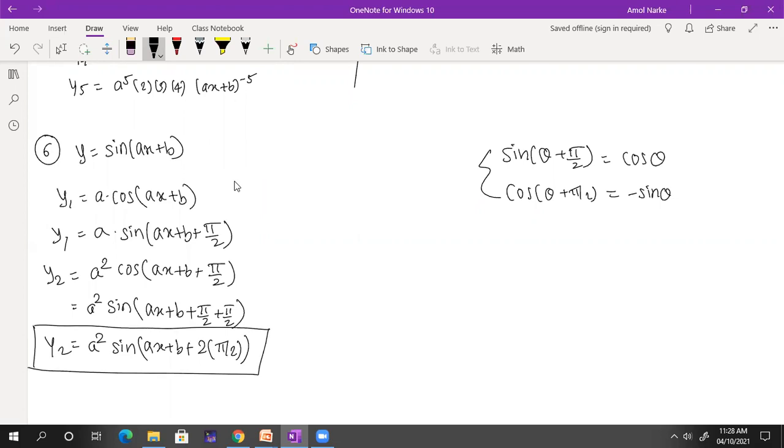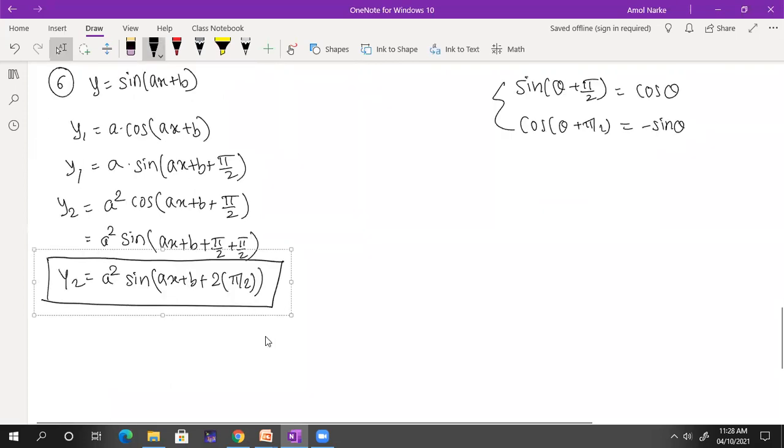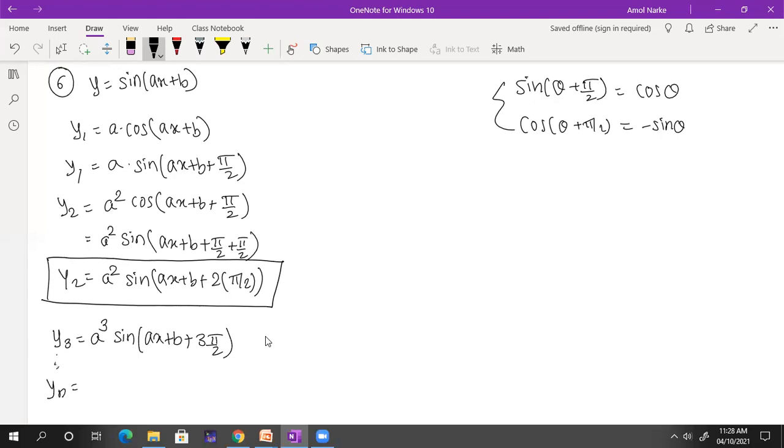Yes, sir. Okay. So can someone tell me what is y3 now without solving? a cube sine ax plus b plus 3 pi by 2. Very good. Now what is yn then? a to the power n sine ax plus b plus n pi divided by 2. Correct. Got it, everyone? How simple is this?